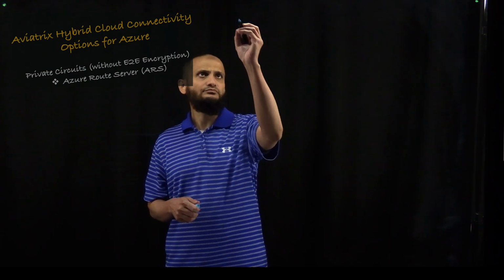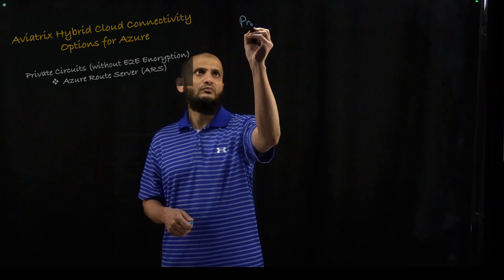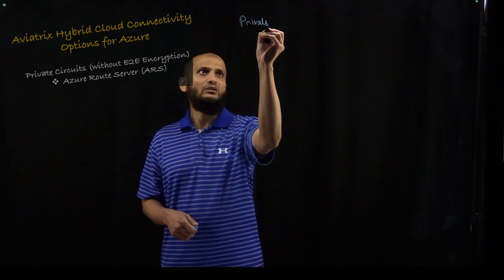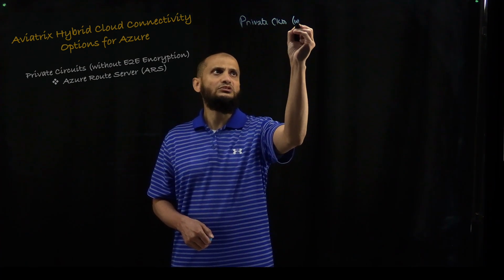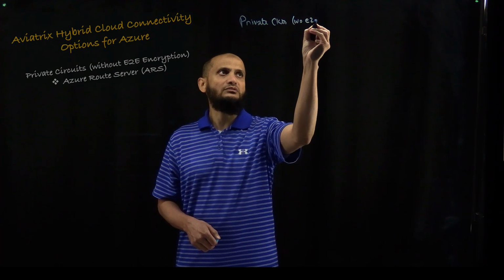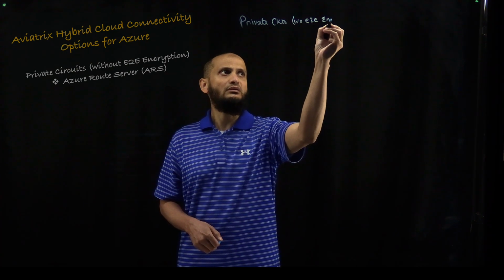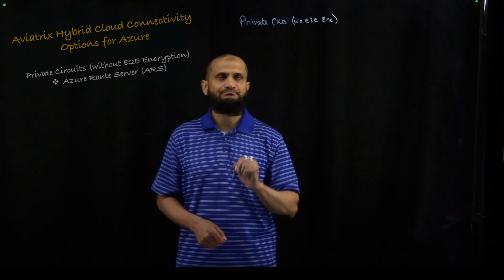With that, let's discuss the first one, without any kind of end-to-end encryption, using the private circuits. So this one is using private circuits without end-to-end encryption. You will still see some encryption over there when you see the Aviatrix architecture. So let's draw it out first.